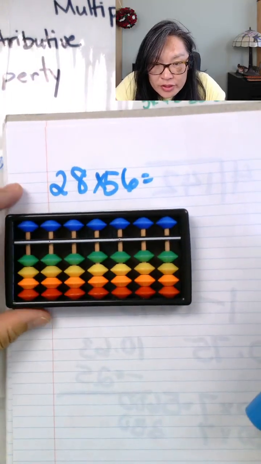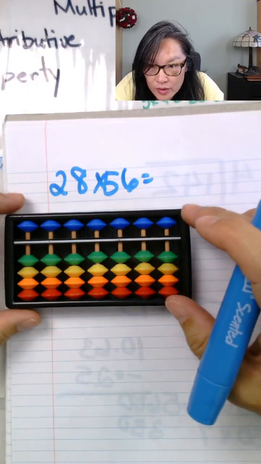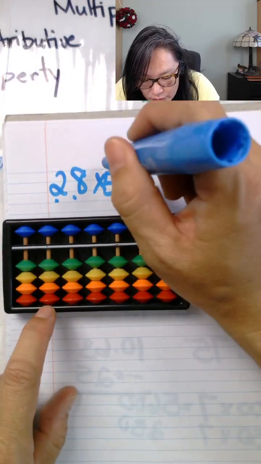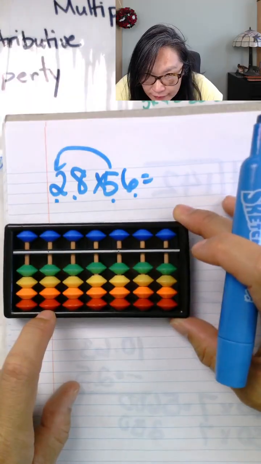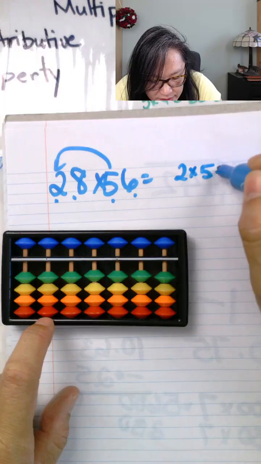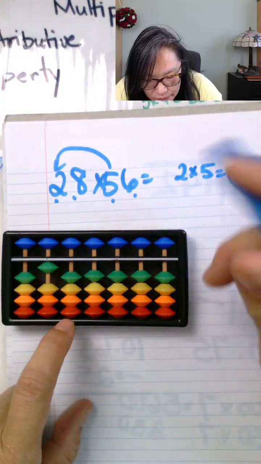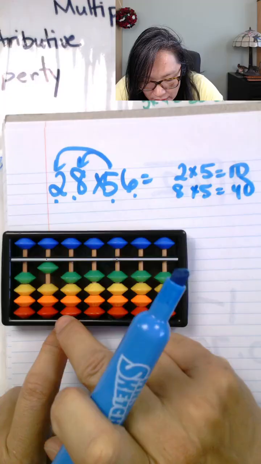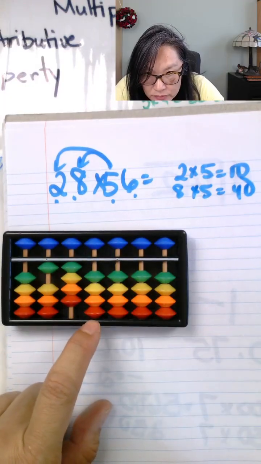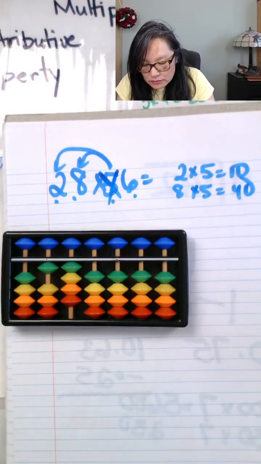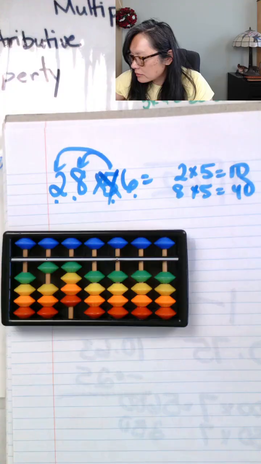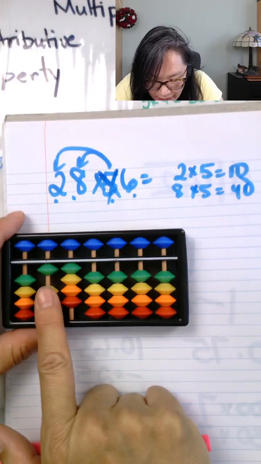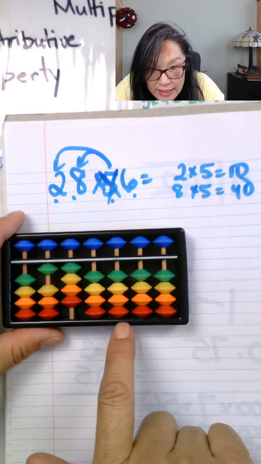Okay, the first thing we're going to do, we're going to push everybody forward. 1, 2, 3, 4. So the first thing we're going to do is 2 times 5. 2 times 5 is equal to 10. We add our 1, we add our 0. 8 times 5 is equal to 40. We add our 4, we add our 0. We're done. Did that make sense? So now we know that 5 times 28 is 1,400.